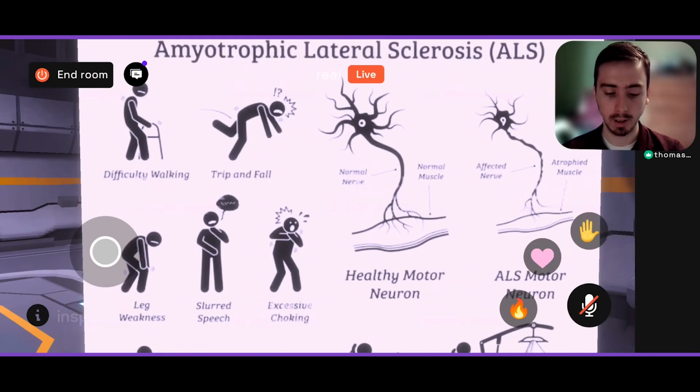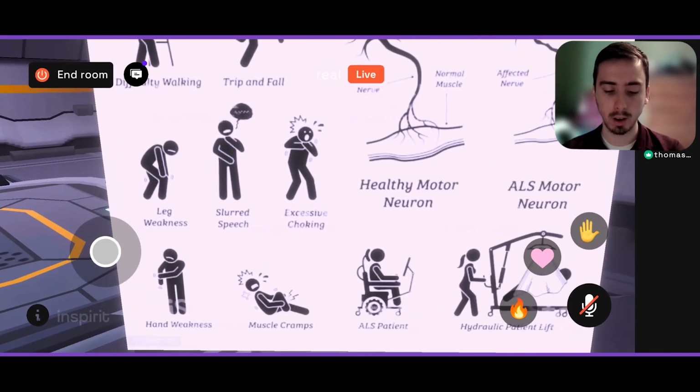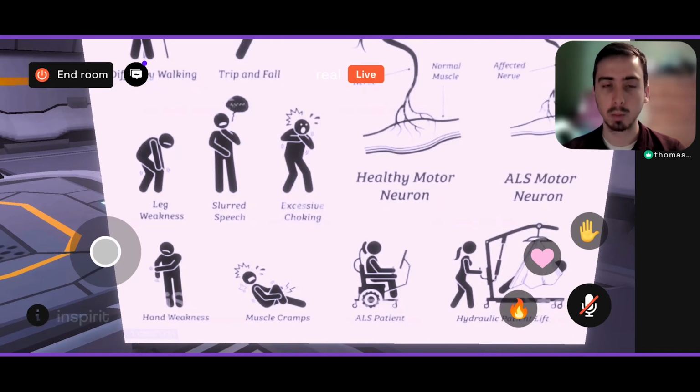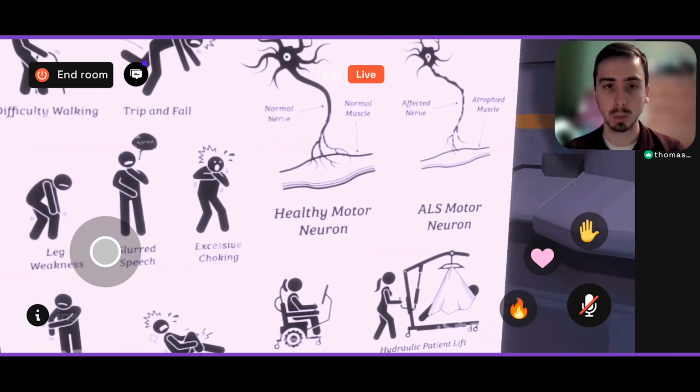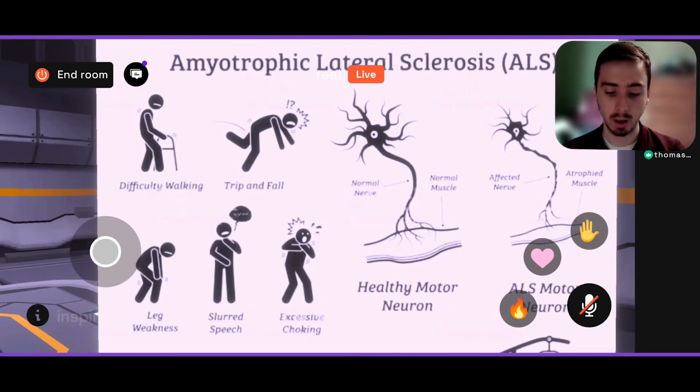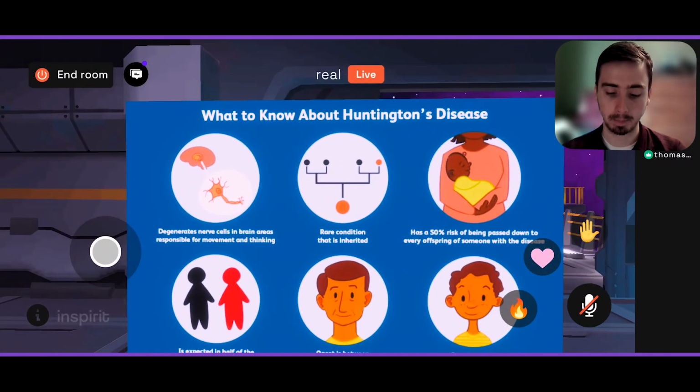And to go over some symptoms of ALS, it's what you expect because you can't contract your muscles normally. This is like difficulty walking, tripping and falling, and it progresses all the way to where you become basically confined to a wheelchair and can't even speak because you can't use your muscles normally, because the neuron's not functioning right. So ALS is a very debilitating disease, obviously, and unfortunately there is no cure for this one either. But hopefully there will be in the coming years.